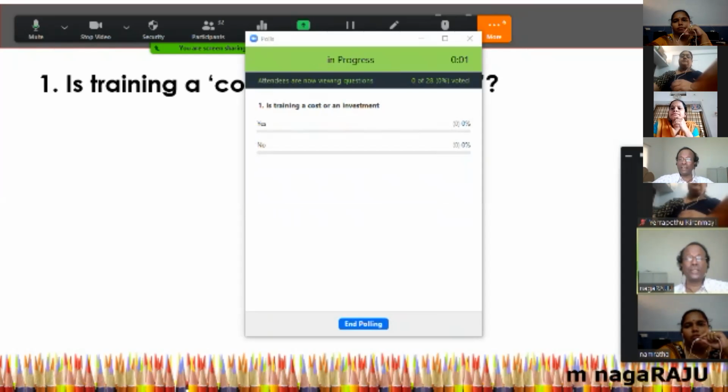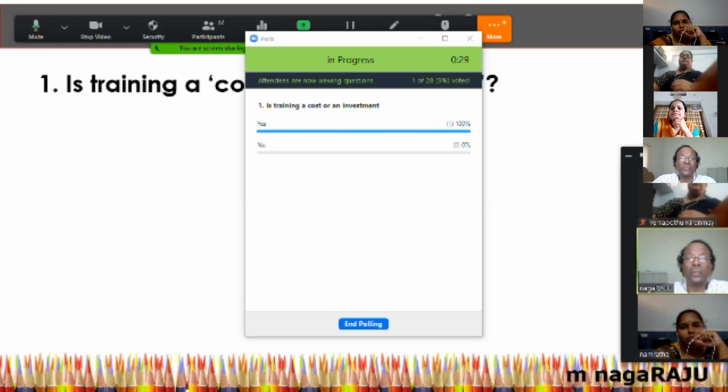Yeah, so I have a yes no question for all of you. Is training a cost or an investment? In case the school principal is here, I want her to vote, and all the teachers also should vote. I want Ms. Srinivas Reddy also to vote for this question. Is the training that's given to the teachers an investment or is it a cost?